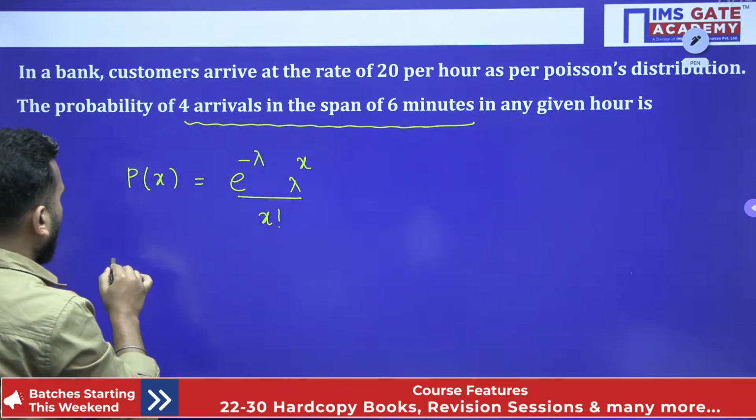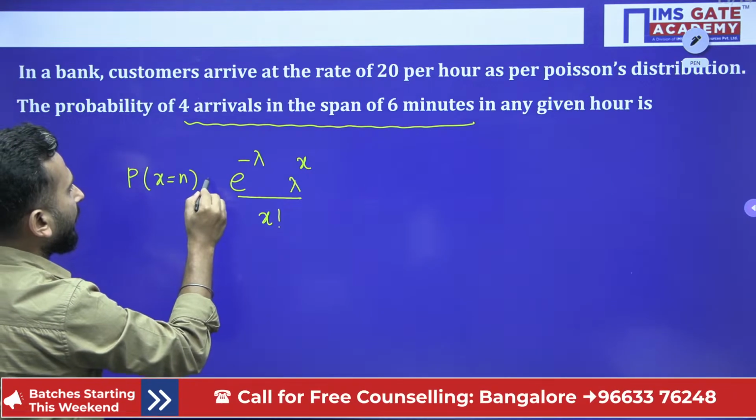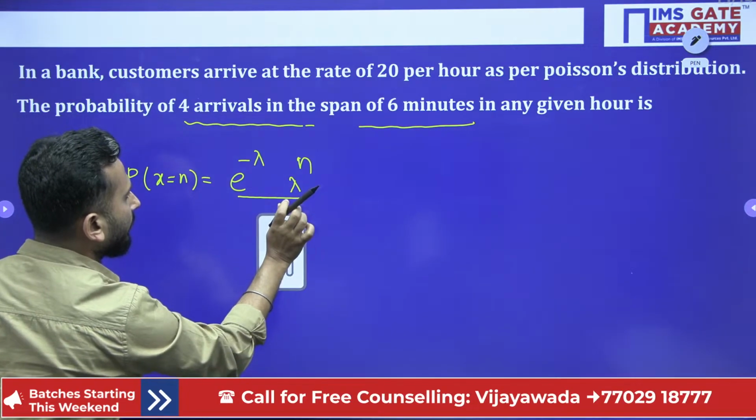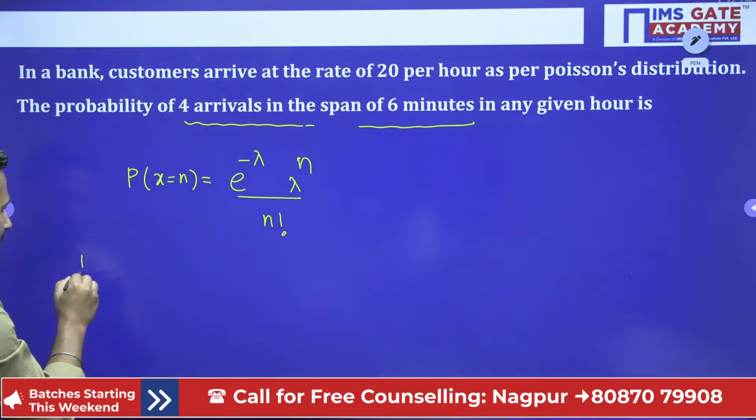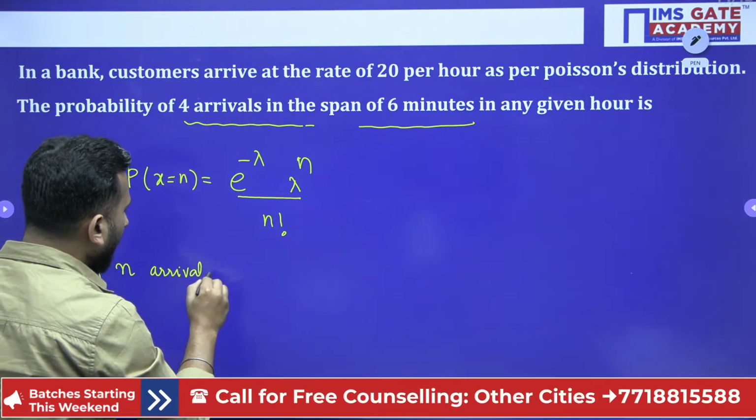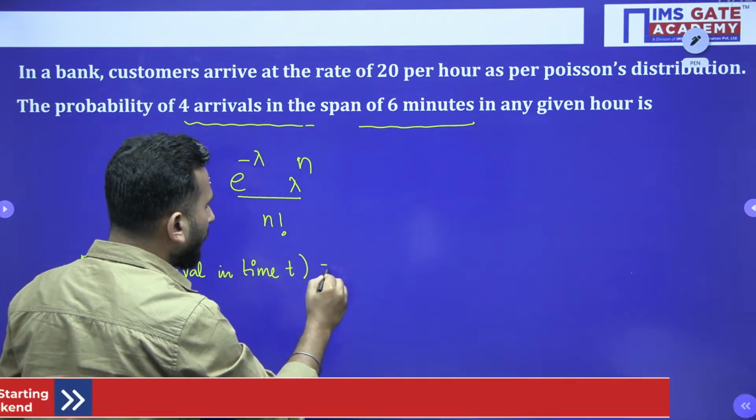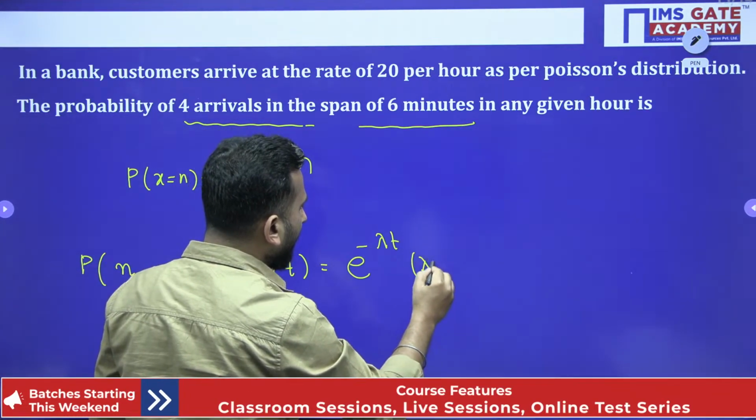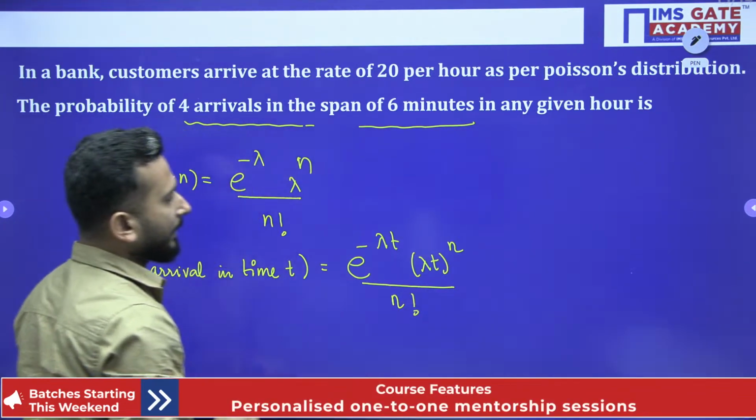So let me solve it in terms of n only. e to the power minus lambda, lambda to the power n by n factorial. So this is n arrivals in unit time. But whenever he says n arrivals in time t, what you have to do, I have already discussed, is e to the power minus lambda t, lambda t to the power n by n factorial. Yes, very good.